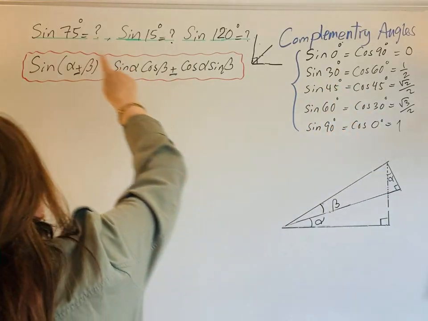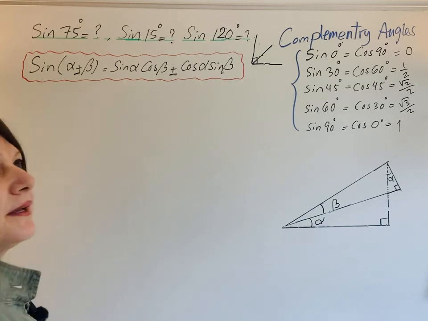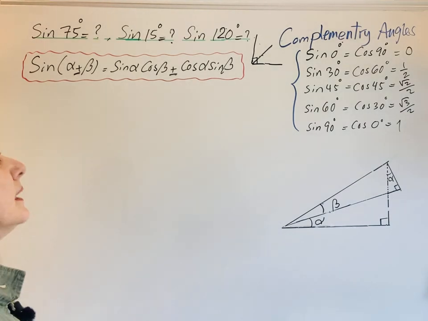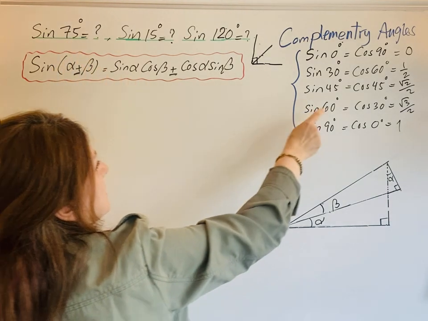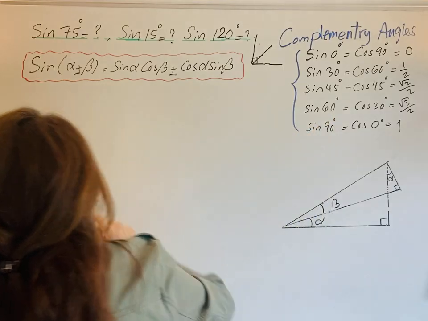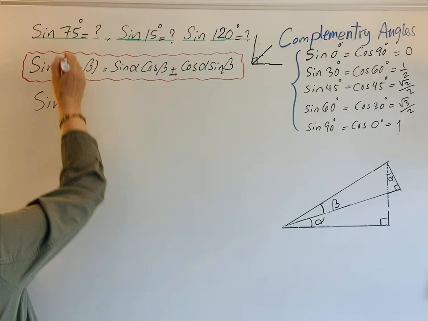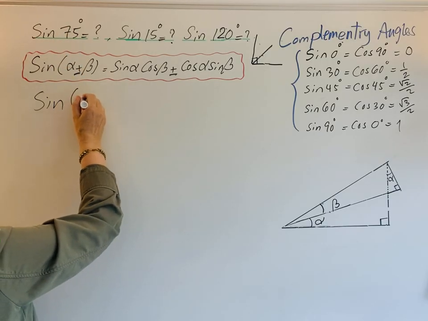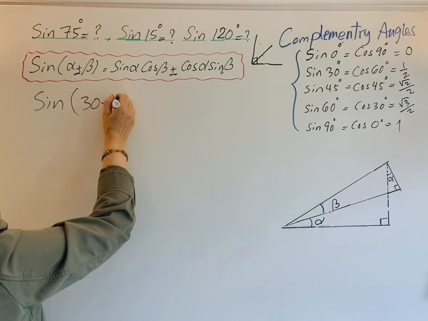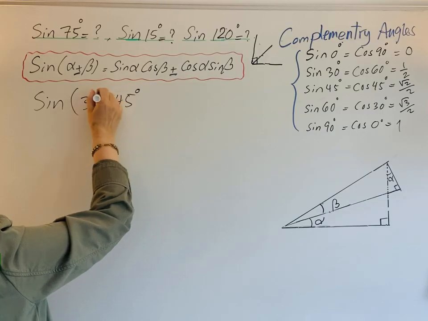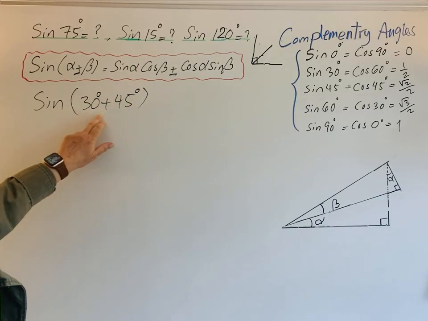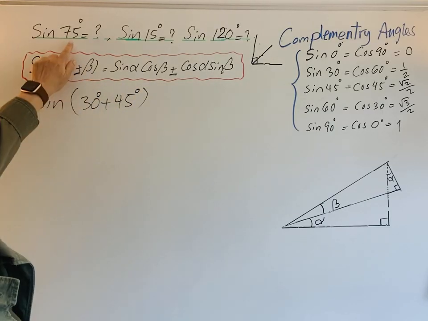For example, 75 degrees. 75 degrees is not here. How can we do that? We can write 75 as 30 plus 45 degrees. Yes, 30 plus 45 degrees gets 75 degrees.